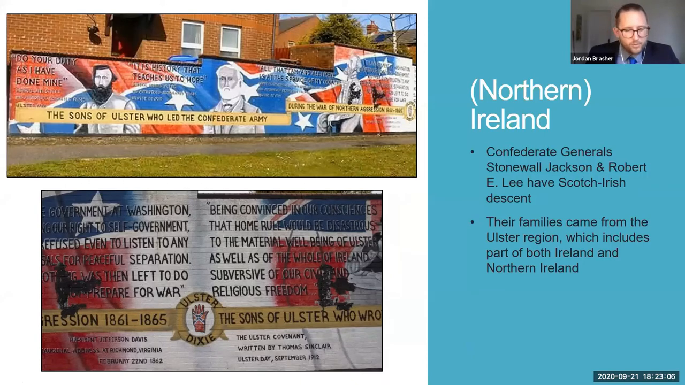In a 2008 post called War of Northern Aggression, the Belfast-based photography website Extramural Activity featured some murals in the Ulster region, including one celebrating the Ulster heritage of Generals Lee and Jackson, which you can see pictured here. Notice that the top mural commemorates the sons of Ulster who led the Confederate Army. One nearby mural, not pictured here, had a quote saying, "My Ulster blood is my most priceless heritage," by former U.S. President James Buchanan. Another said, "From pioneers to presidents."